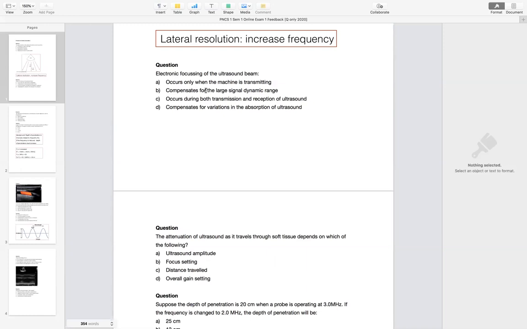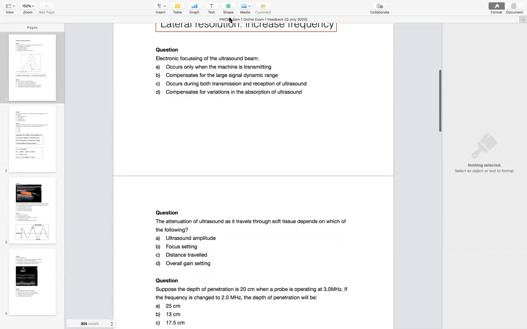And dynamic range settings should be adjusted here. We're talking about electronic focusing. Does it occur when the machine is transmitting? Well, it does, but as a matter of fact, the best answer is that it occurs when the machine is both transmitting and receiving. So the answer for this one, electronic focusing of the ultrasound beam, occurs when both transmitting and receiving ultrasound. C. Okay.